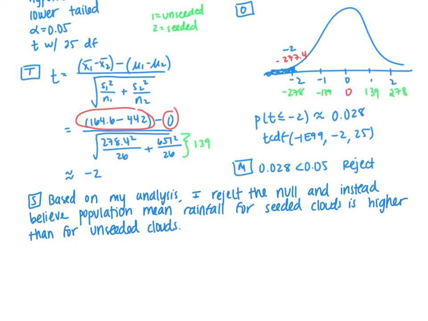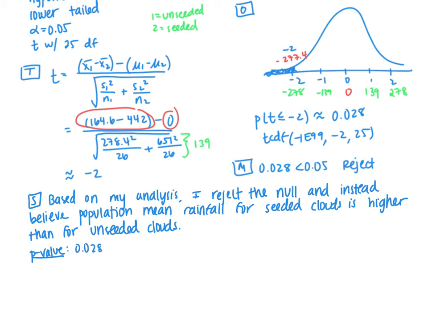So I just put in words, mu2 is greater than mu1. Mu2 was rainfall for the seeded clouds, greater than for the unseeded clouds. So that is the first sentence. We need to interpret our p-value as well.